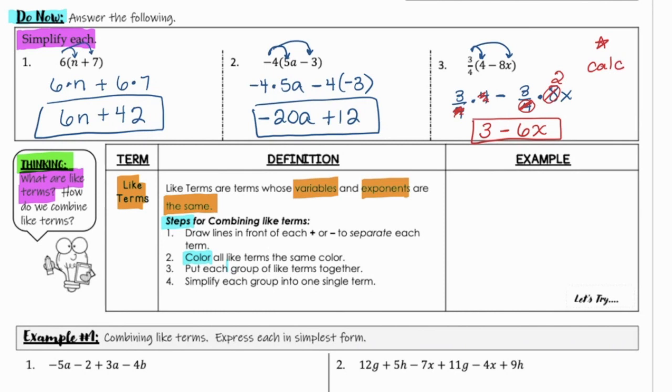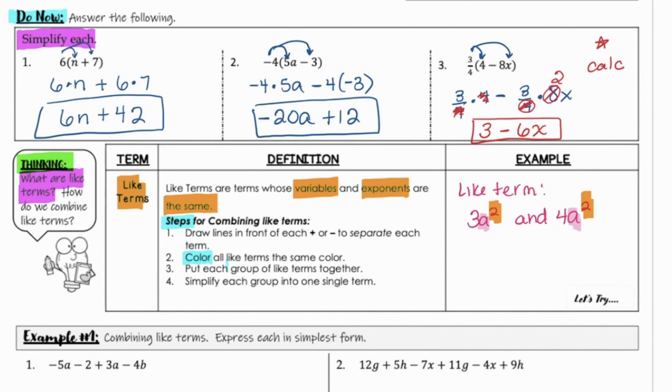So I'm going to do this using my steps, and then I'm going to see if we could use a shortcut. So before I do that, let's give us some like terms. Let's say I gave you a 3a to the second and a 4a to the second. Why are these like terms? Because they have the same variable, but also the same exponent. So I'm able to add them. I'm able to subtract them.